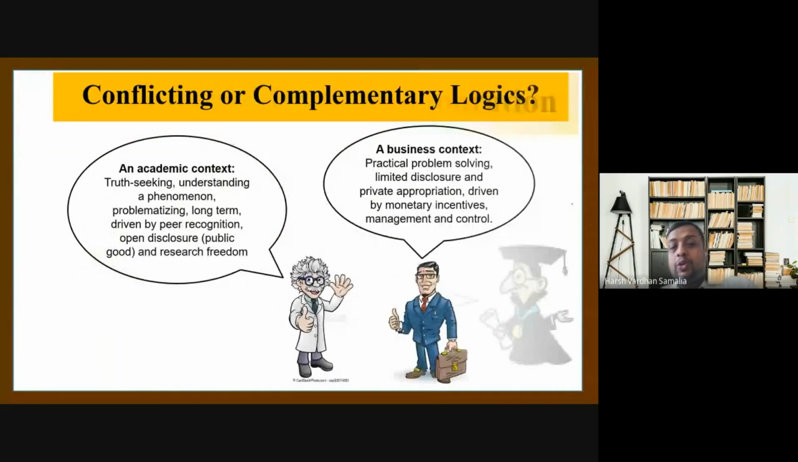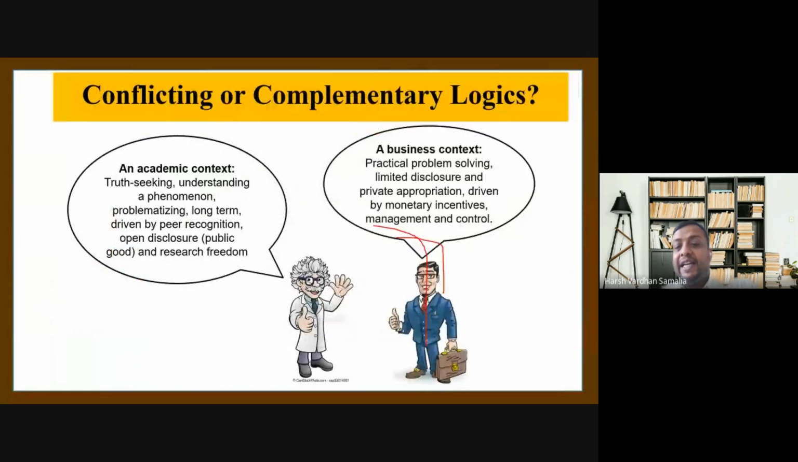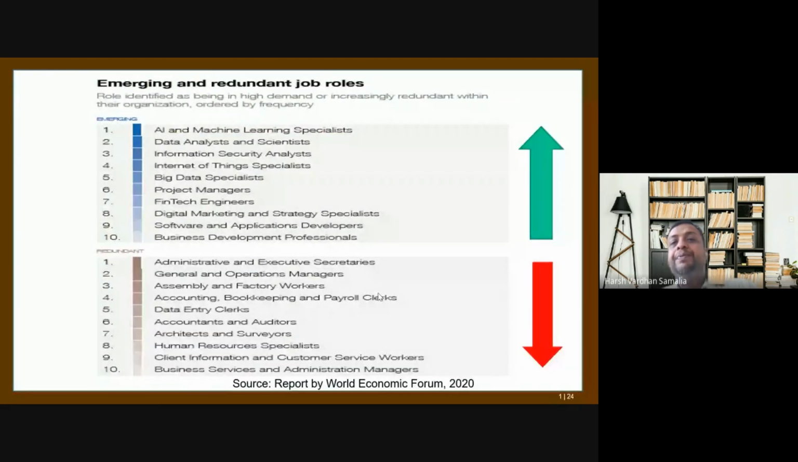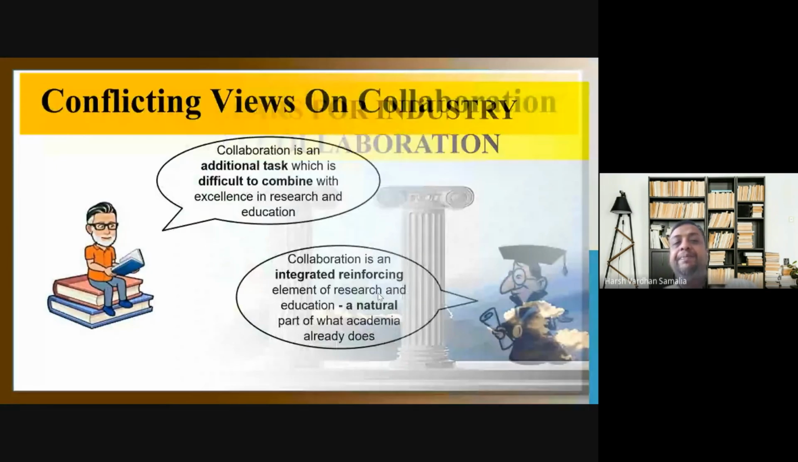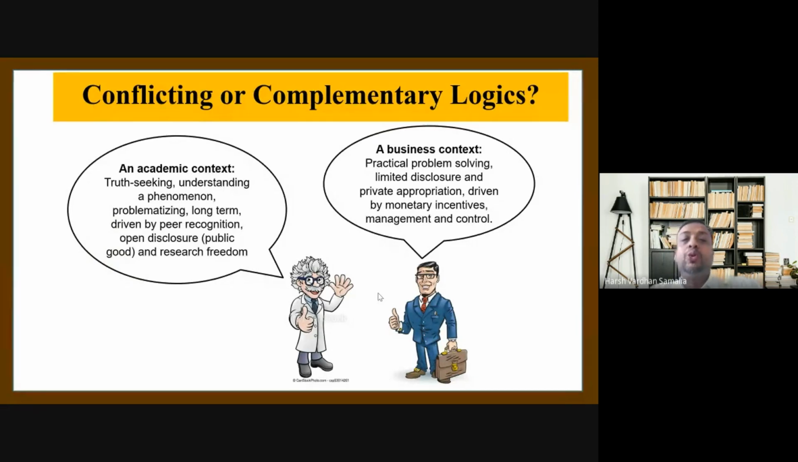So though all of us see the positive side and say that yes, collaboration is an integrated, reinforcing element of research and education, a natural part of what academia does. Sorry, just give me a second. I think there is some problem there. Yeah. So if you look at it, there are two conflicting views, where they accept that this collaboration is going to give them huge benefits, but at the same time they say it is difficult to do this because it's an additional task. As a teacher I am supposed to do research, teaching as well, and academic admin as well.